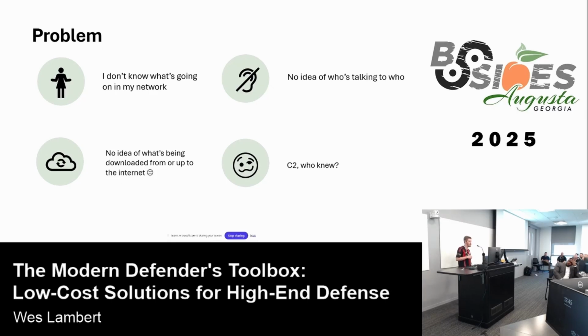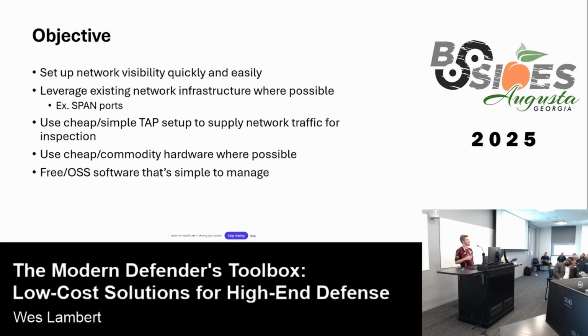So I'm going to start off with a problem. An example: I don't know what's going on in my network. I have no idea who's talking to who, no idea what's being downloaded or uploaded from the internet. C2? Who knew? Maybe there's C2, maybe there's some weird stuff going on in my environment. But I really don't know, and that's the problem right now. So, what do I want to do about that?